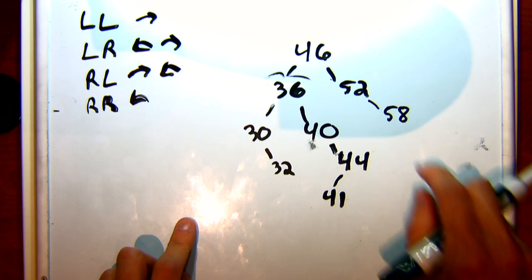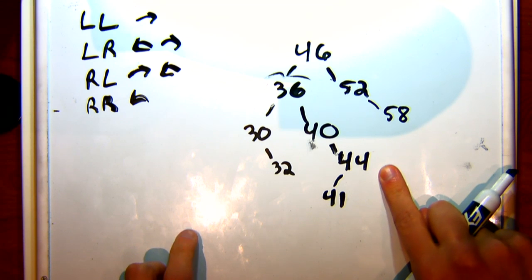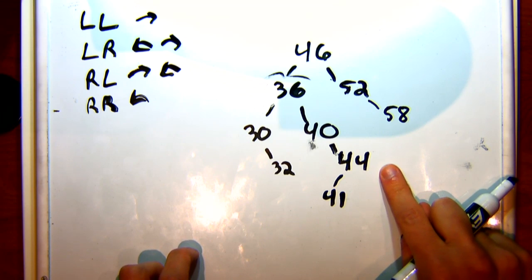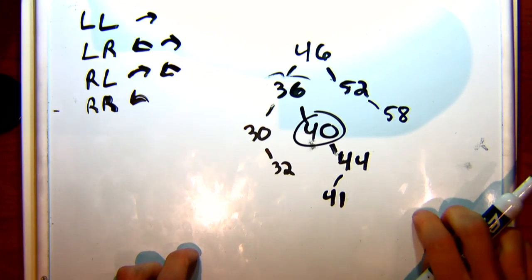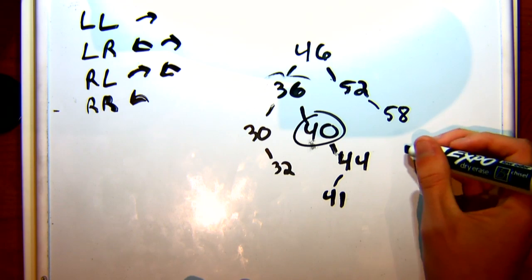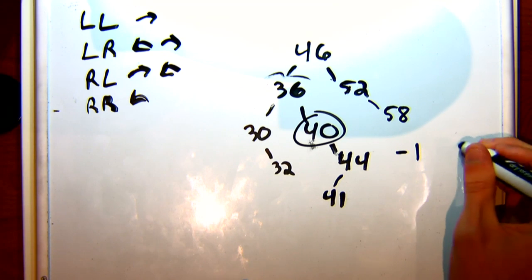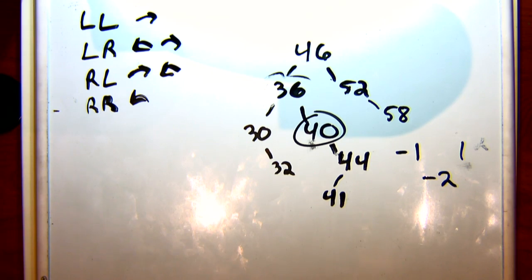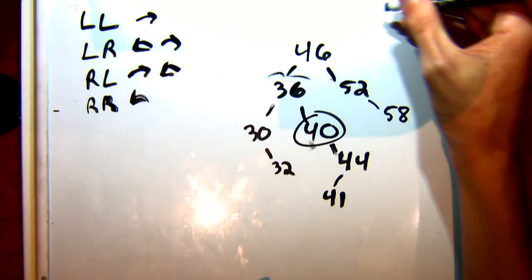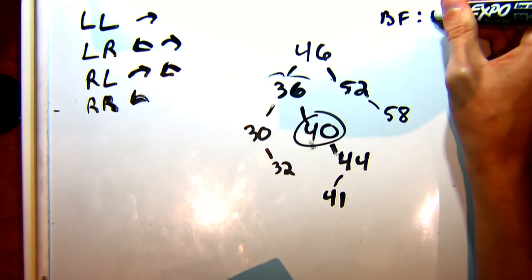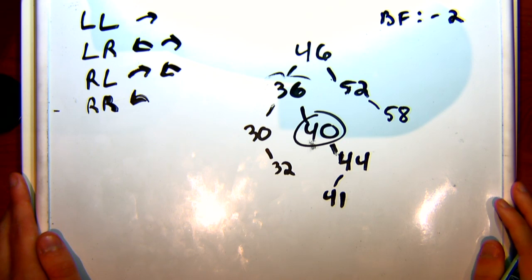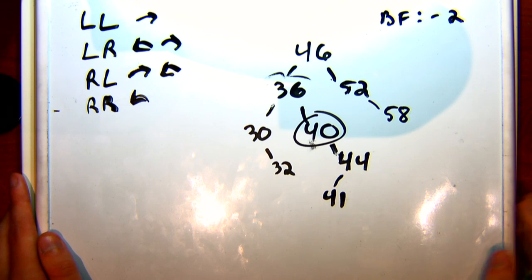But this is an imbalance, and this is an imbalance that is right-left, because the imbalance is at 40. The left has a height of -1, and the right has a height of 1. So -1 minus 1 is -2. So we have that same type of imbalance where it's -2, so we know it's right heavy, right? But we don't know what type of leaning we're seeing here.